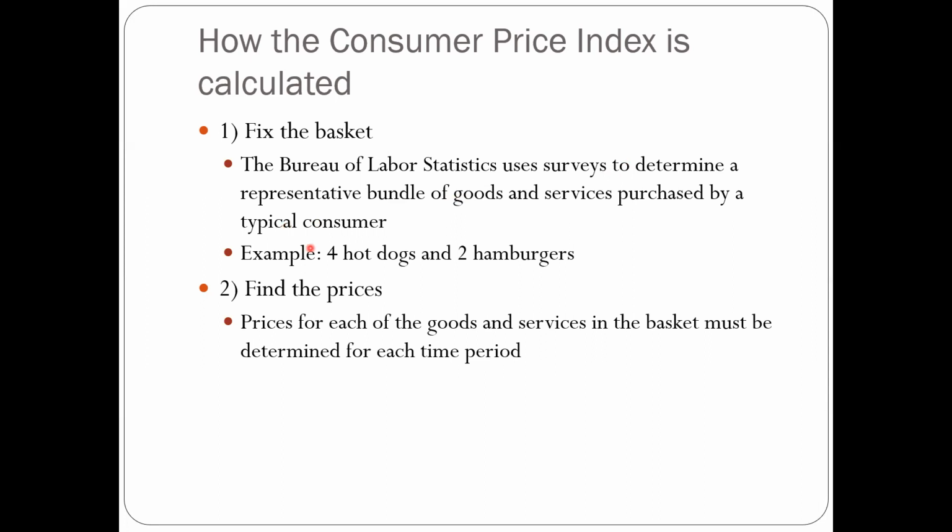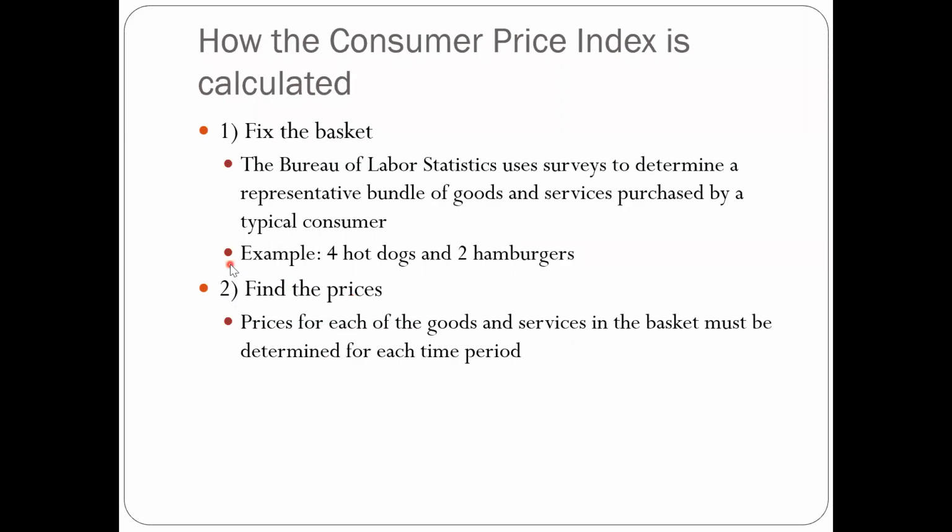الإكزامبل بتاعنا هنا هو عبارة عن 4 hot dogs and 2 hamburgers. يبقى عندي الباسكت مكونة من 4 hot dogs and 2 hamburgers. Number 2, find the prices. يبقى أساس الشغل بتاعنا كيفية حساب ال Consumer Price Index عن طريق first we fix the basket. For this example, we have to find the price of hot dog and the price of hamburger. So prices for each of the goods and services in the basket must be determined for each time period.